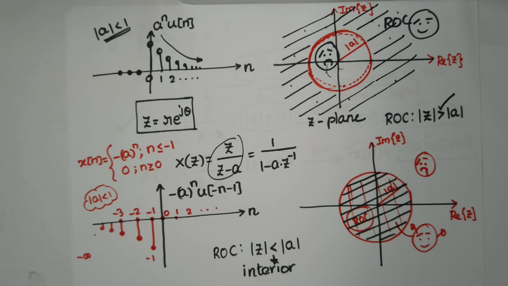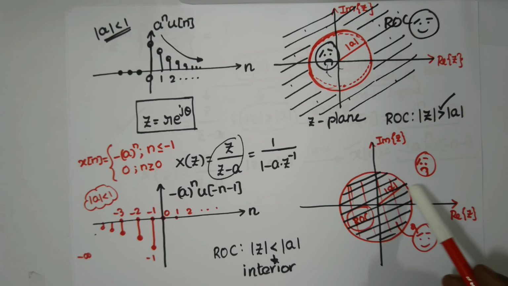Okay, so whenever you have an infinite duration causal sequence, the ROC is the exterior of a circle with some radius, in this case say A. Whenever you have an anti-causal sequence like this, the region of convergence is always the interior of a circle with some radius A, and this A in this case is a pole, a system pole. This A could be real or complex. More generally, we can treat A as a complex pole.